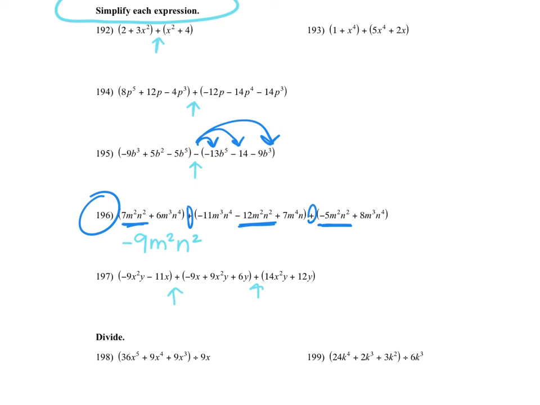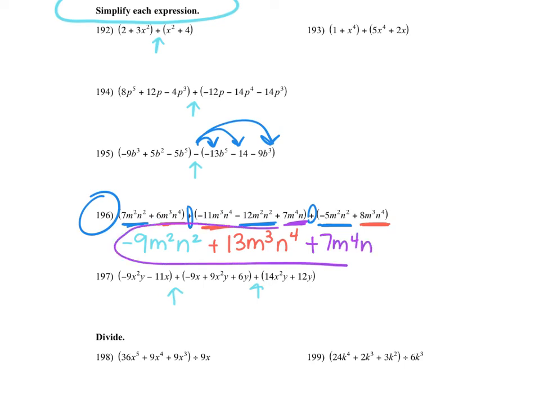And now we are going to do my other like terms, so m cubed n to the 4th, three times. I have 6 minus 11, which is -5, and -5 plus 8 is actually 3, so plus 13m cubed n to the 4th. And last but not least, I have one last term, 7m to the 4th n, and that's the only one. So plus 7m to the 4th n, and this would be my entire answer.